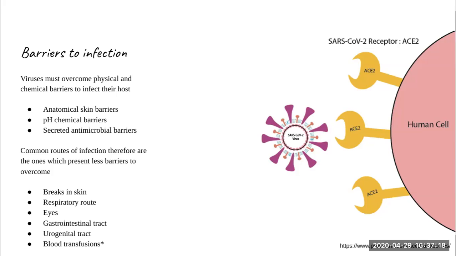We have urinary tract infections, which target that urogenital tract. And then last here I have blood transfusions. Although not a natural route of infection, if you were given a blood transfusion in a hospital setting, you may wind up with an infection from a virus you previously didn't have.